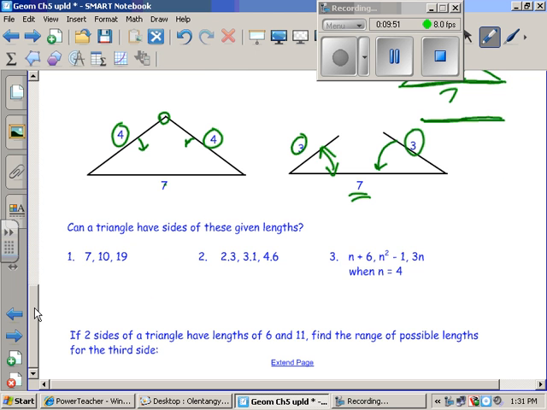Okay? So you don't have to actually see the triangle to know. If this is a triangle, then the sum of any two of the sides is going to be greater than the third side. So I always start with the largest side. 7 plus 10, well, that's 17. 17 is not greater than 19, so this cannot be a triangle. Okay? 4.6 is the largest, so I do 2.3 plus 3.1, that's 5.4. So that one is greater than 4.6, so that's okay.